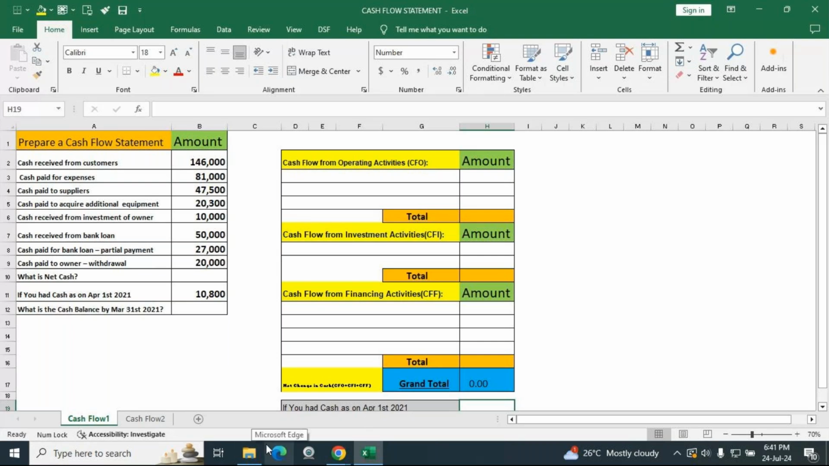So we'll start solving it. So one by one, tell me the line items. So what are these? First thing, let's understand what is cash flow from operating activities. So what does cash flow from operating activities mean? Even if it is wrong, never mind.